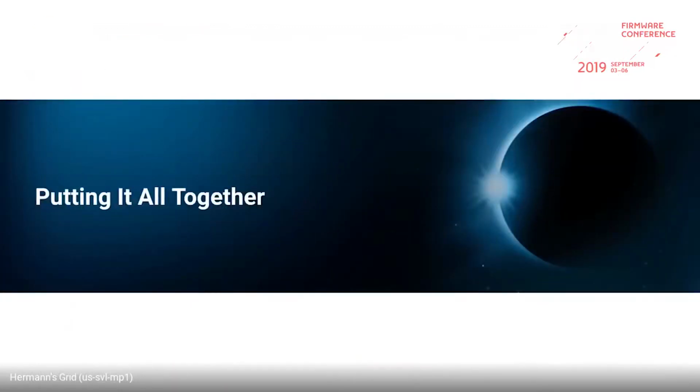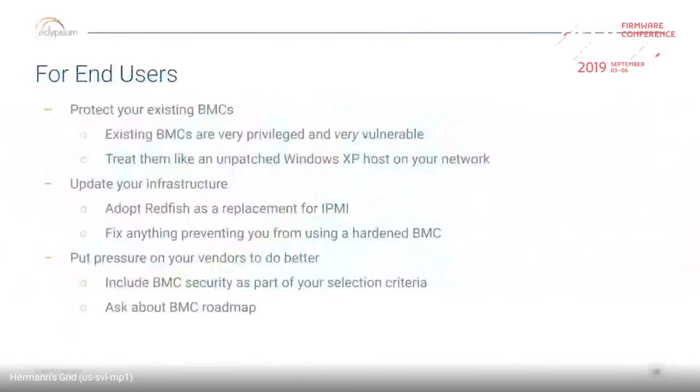So putting together what we've talked about today, if you're an end user of a server, protect your existing BMCs. They're very privileged and very vulnerable, right? Treat them like you would if you plugged an unpatched Windows XP machine onto your network. You do not want it to be accessible by most things. Start working on updating your infrastructure. Redfish is coming up as a replacement for IPMI. If you can move that way, figure out how to move that way. Be prepared.